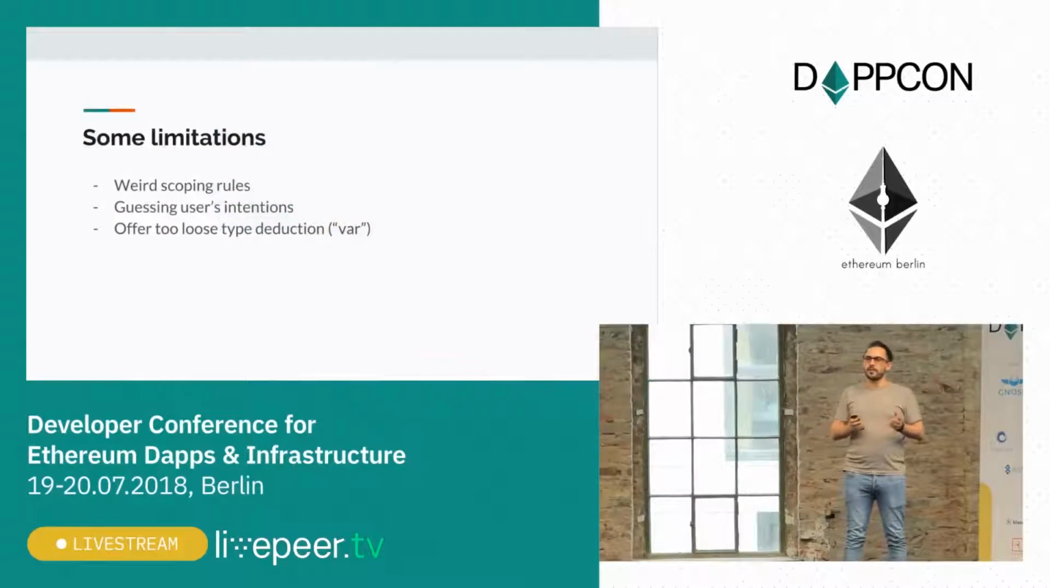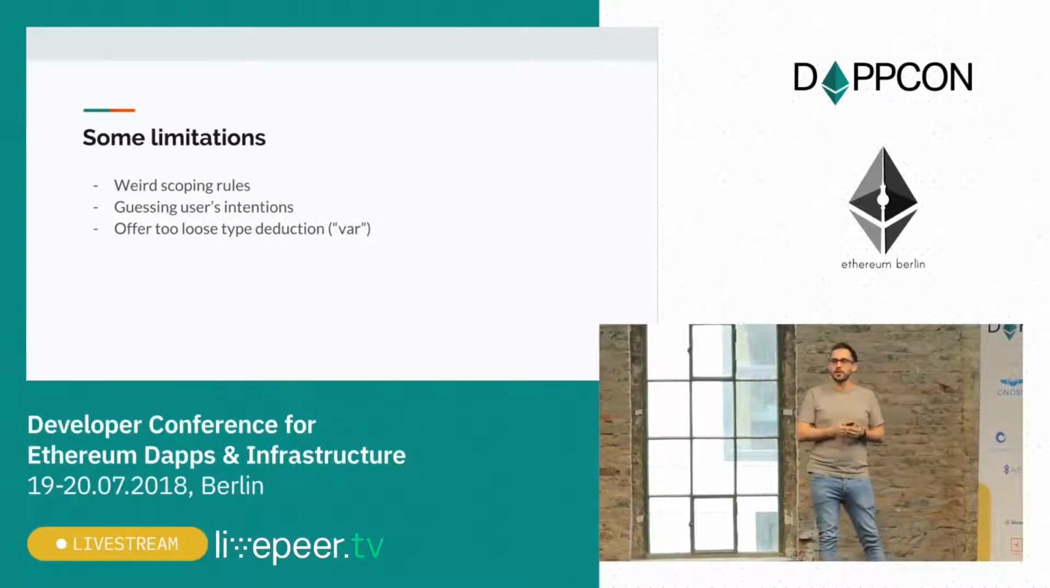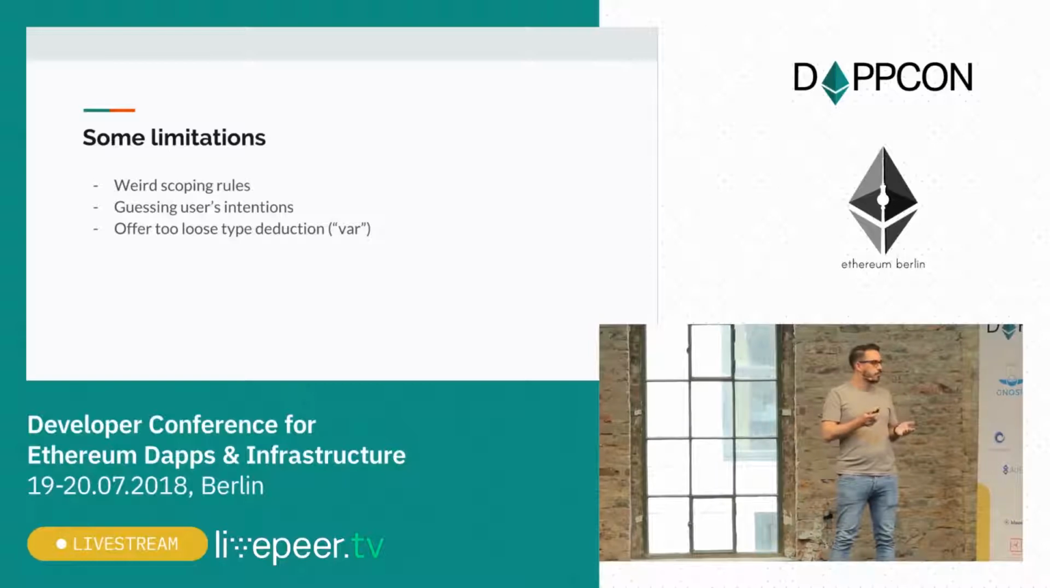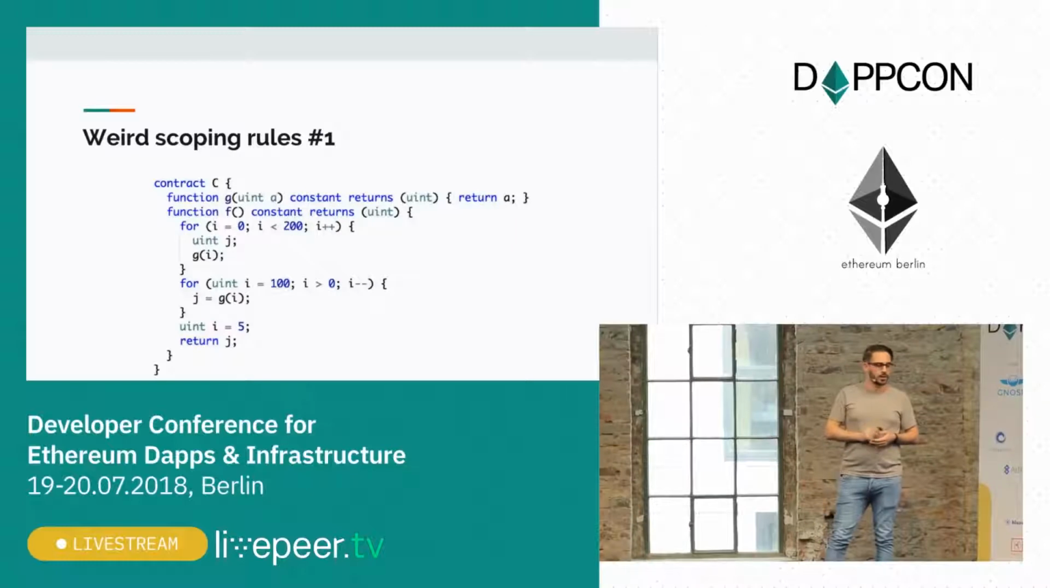As a result of having JavaScript as an influence, we had some of the limitations listed here. So for example, we have weird scoping rules. We were trying to guess a lot of intentions of the users. And the last part is probably the var. So I'm going to give you some examples here to show what I mean.